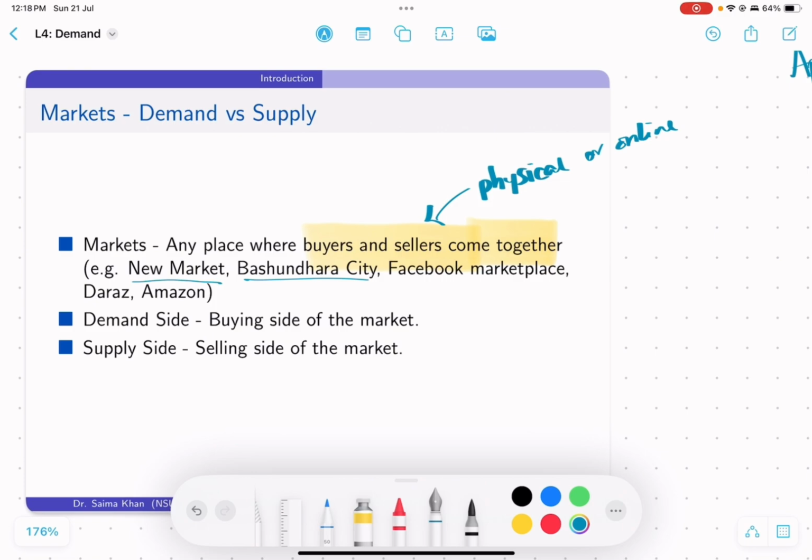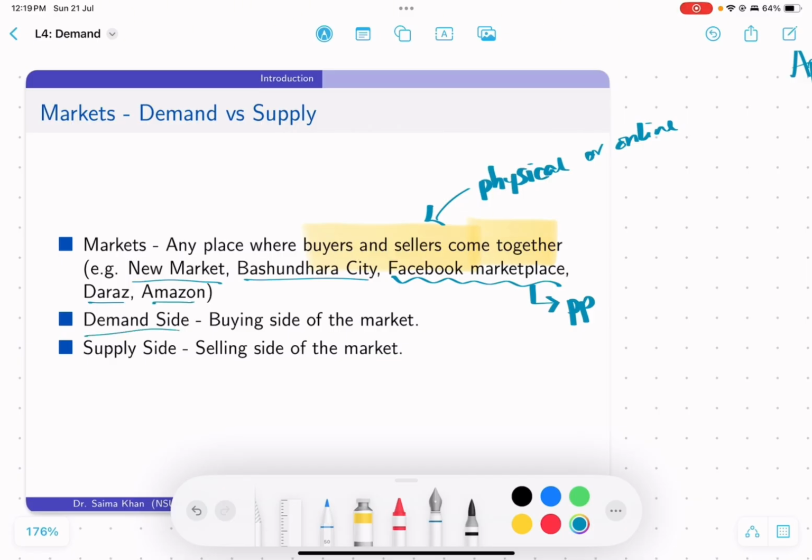On the other hand, when you're shopping online, let's say on Daraz or Amazon or on all those pages that you have, sellers on Facebook, and a very common comment you're going to see there is "price please." All of that is an example of online markets, because that is where buyers and sellers are coming together.